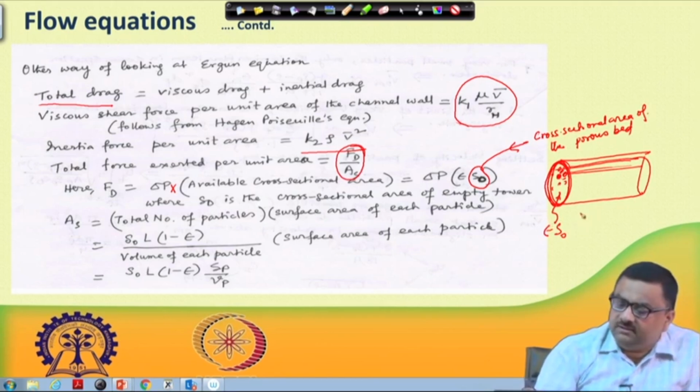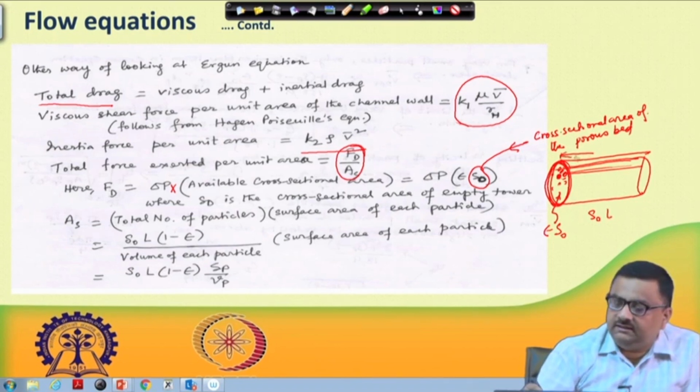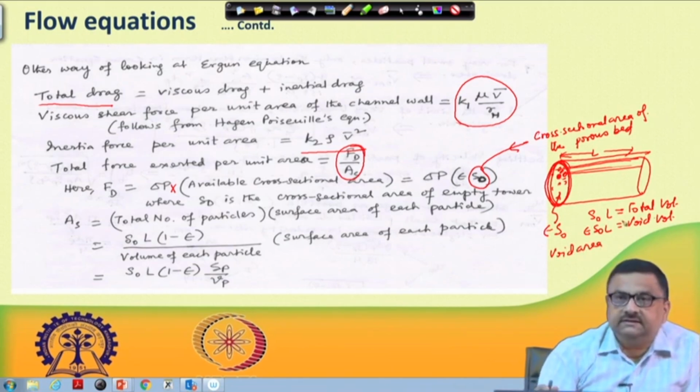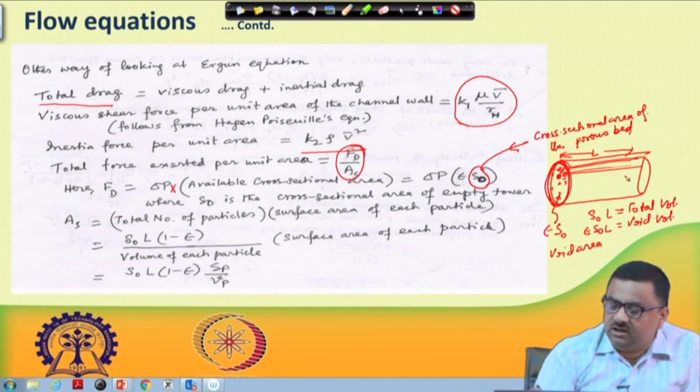How is it possible? We have already discussed this once. Basically, S0 is the overall cross sectional area, multiplied by the length of the bed, L, that gives me the total volume. And epsilon into S0 into L gives me the void volume, because porosity multiplied by the total volume is the void volume. Then the void area available for flow multiplied by L gives me the void volume.